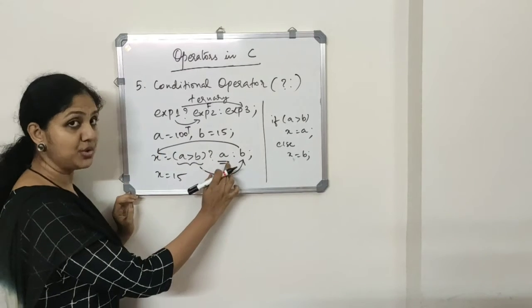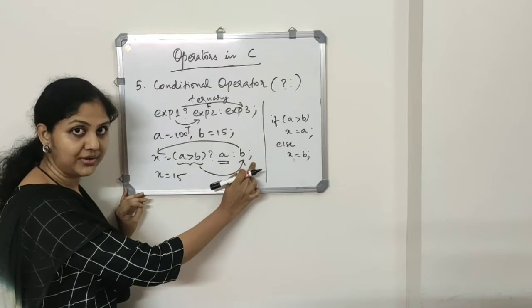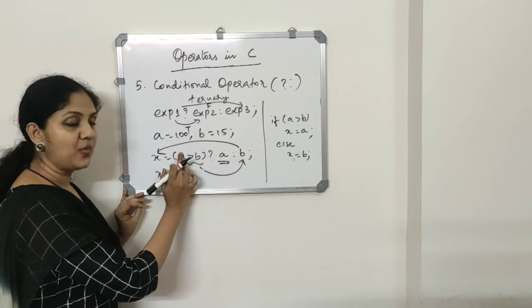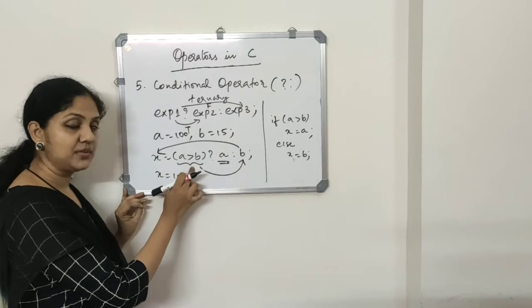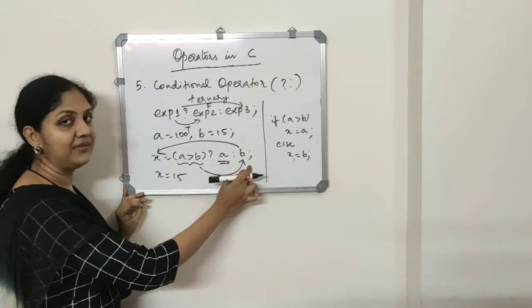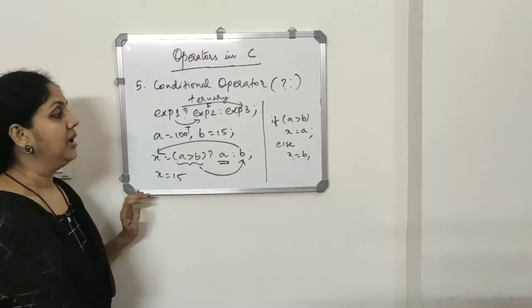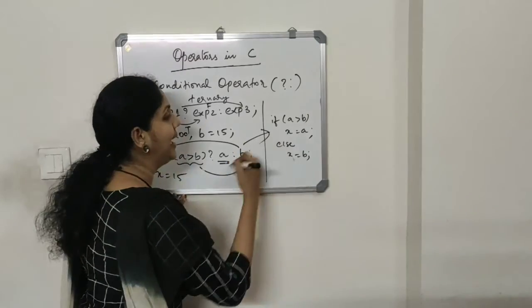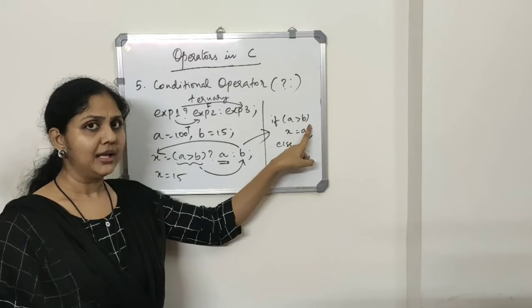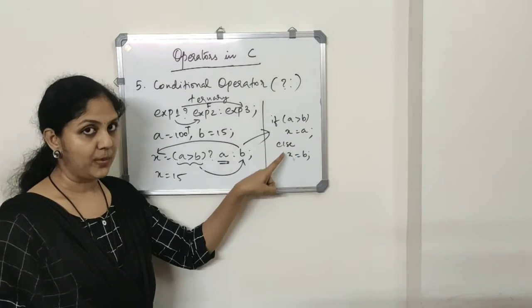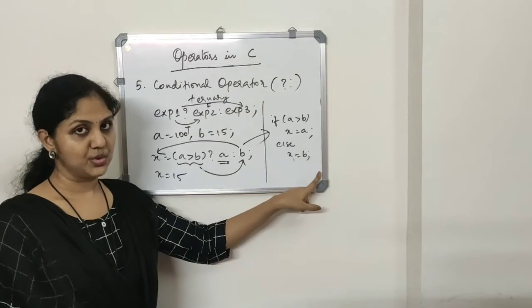That means expression 2 will be executed and not 3. So if expression 1 is true, then expression 2 will be executed. If expression 1 is false, expression 3 will be executed. Okay, so this is similar to an if statement. That is, if A is greater than B, then X equal to A. Otherwise, else, X is equal to B.